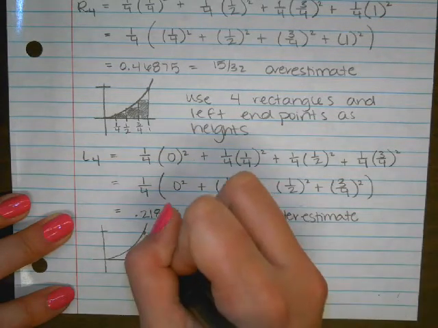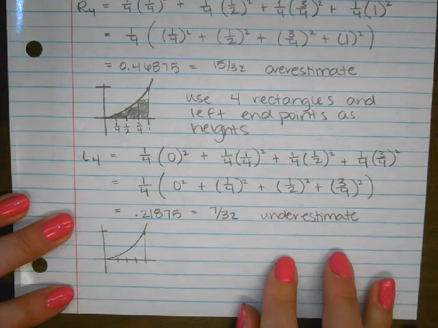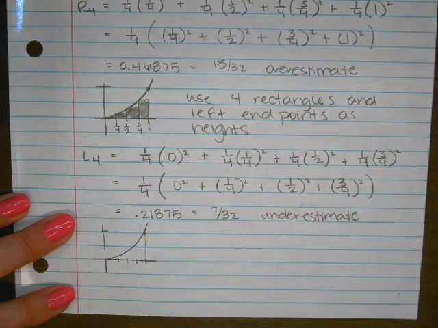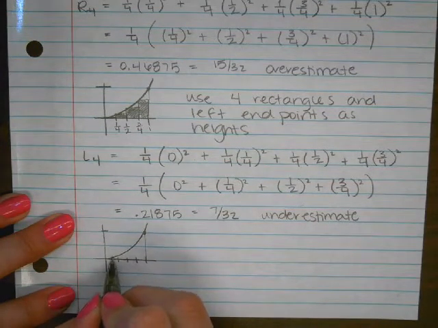So again, I'm drawing the same shape. I'm dividing it into 4. And this time we're going to think about midpoints. So when I draw my rectangle this time, I'm going to say, here's the middle.